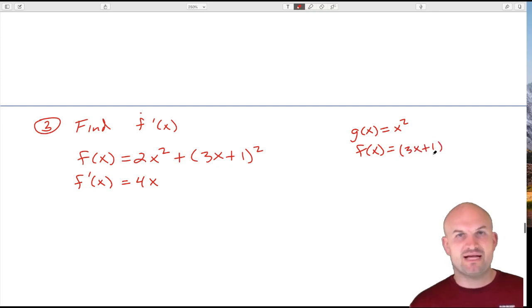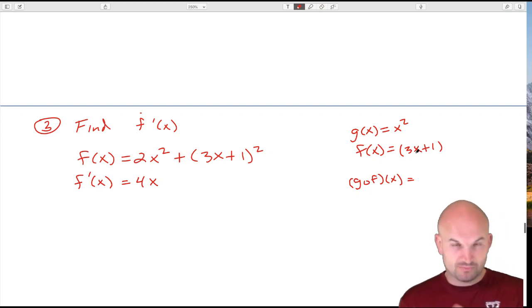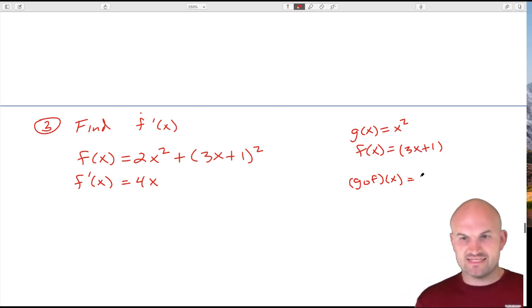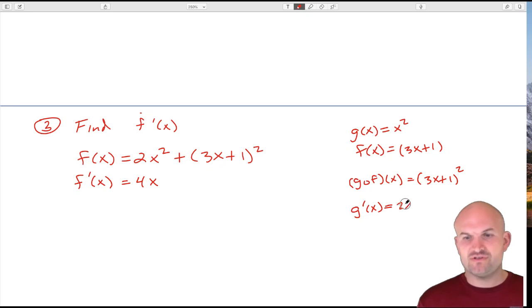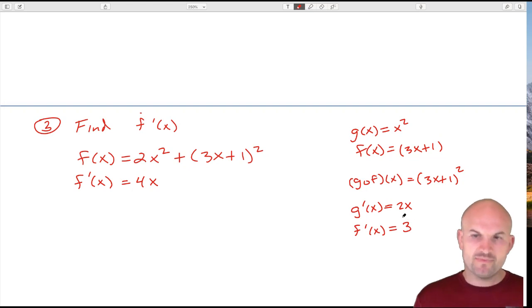Now, it's nice that I'm going to be doing a composition of functions next, because you can see that really what this is is g of f of x, right? We are plugging f of x, this function, into that function. That's how we get 3x plus 1 squared. Okay, so when you're doing the chain rule, the basic idea is you want to understand what the two functions are, which function is being plugged into the other function, as well as what the derivative of each of those is. So g prime of x is 2x, and f prime of x is just going to be 3.